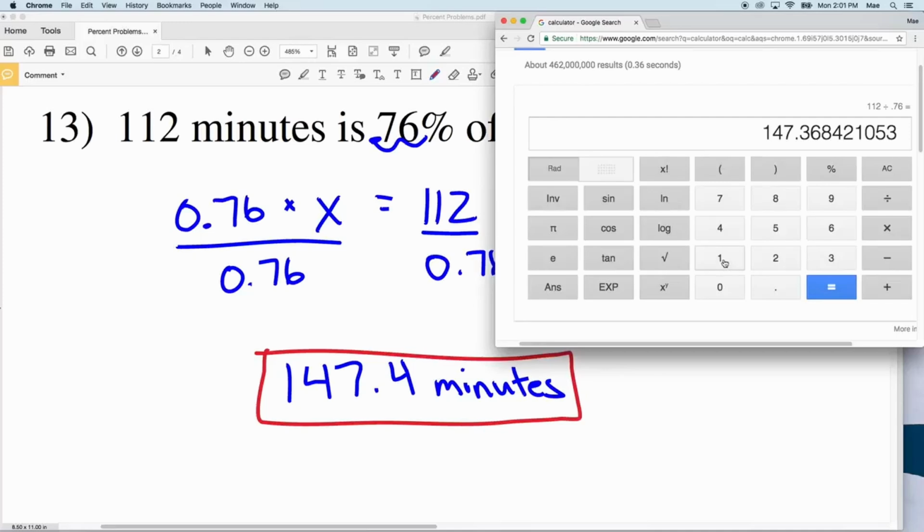You can double check by taking 112, dividing it by 147.4, and seeing if that rounds to 76%, and indeed the decimal is 76 hundredths, and when multiplied by 100, that is 76%.